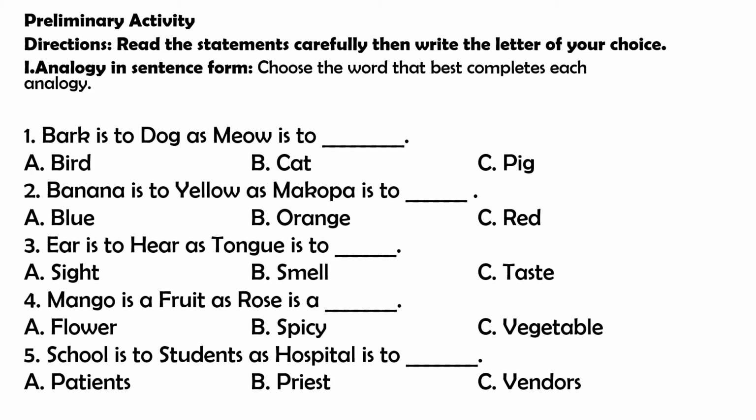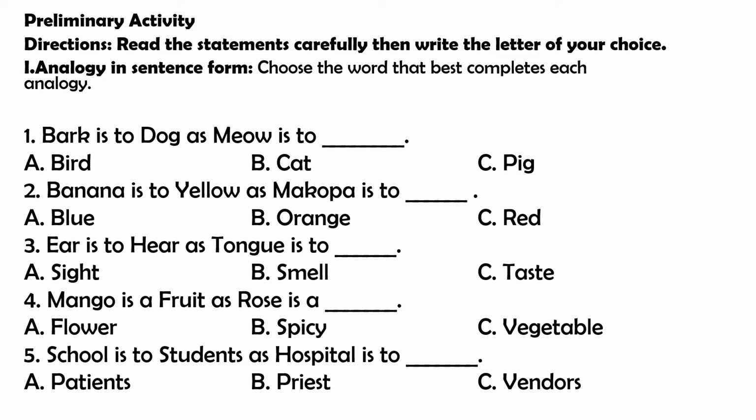Number 2. Banana is to yellow as mokopa is to blank. A. Blue. B. Orange. C. Red. Number 3. Ear is to hear as tongue is to blank. A. Sight. B. Smell. C. Taste. Number 4. Mango is a fruit as rose is to blank. A. Flower. B. Spicy. C. Vegetable.